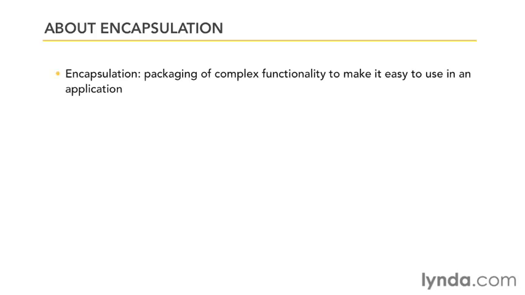The principles of object-oriented programming depend on a few basic concepts, and one of the most important concepts is encapsulation. Encapsulation means that you're packaging complex functionality to make it easy to use. When you first create Java applications, most new programmers will put all of their code into the main method, and I've been doing that so far in this course.